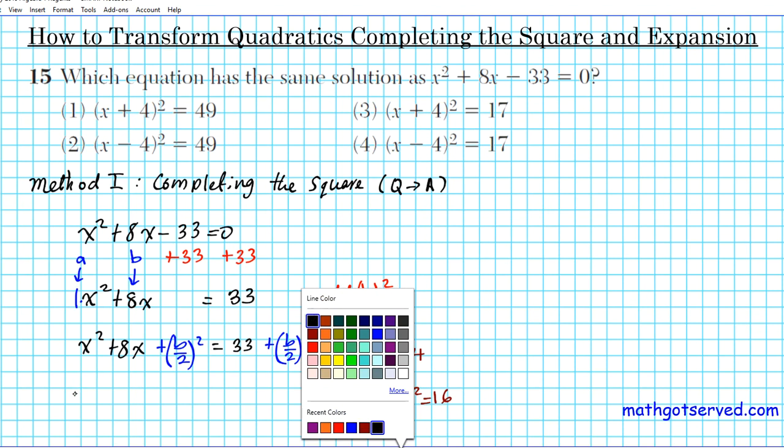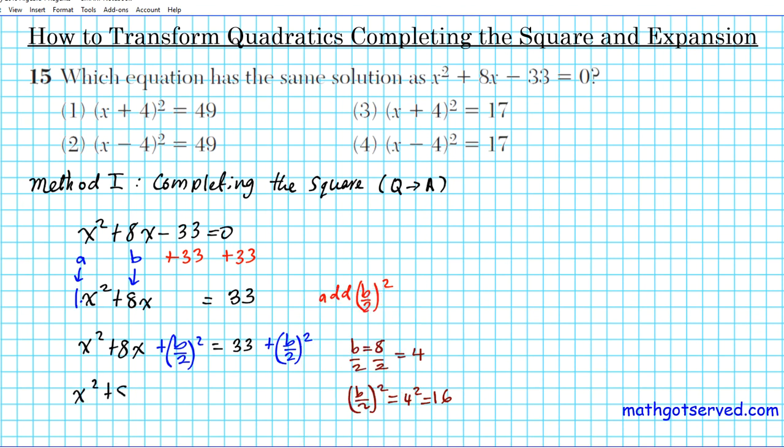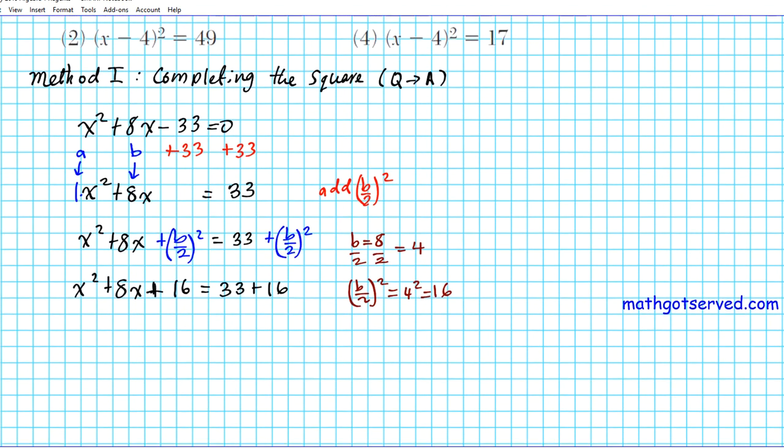On the left side, we have x squared plus 8x plus 16. This is a perfect square trinomial. And on the right side, 33 plus that 16. That resulted from completing the square on the left side.